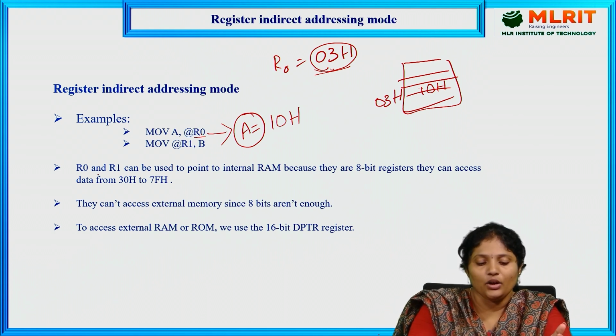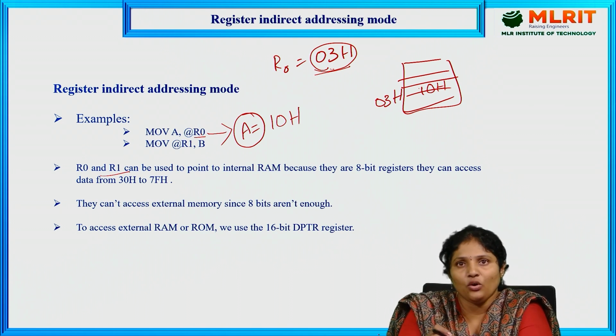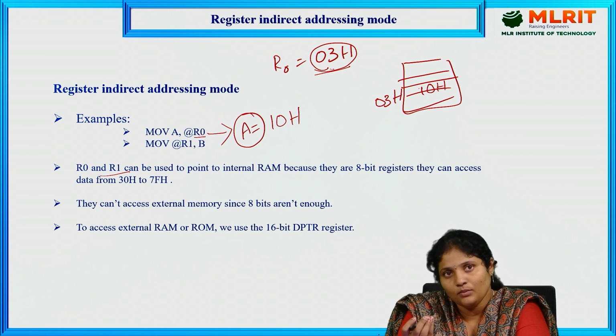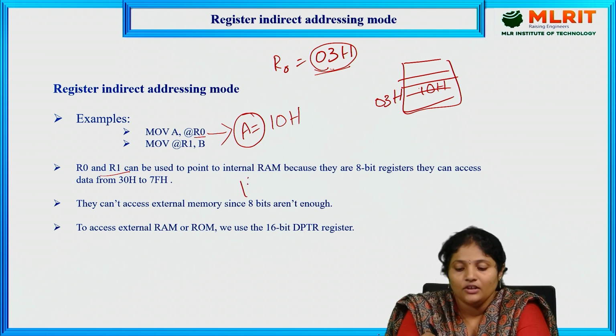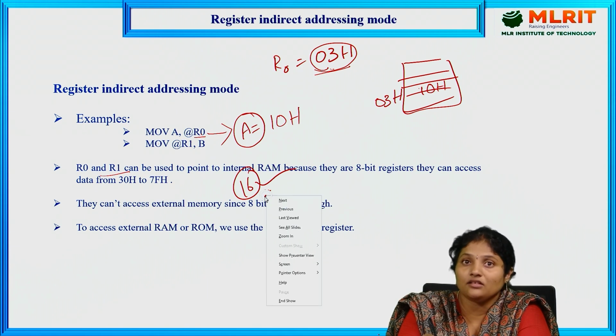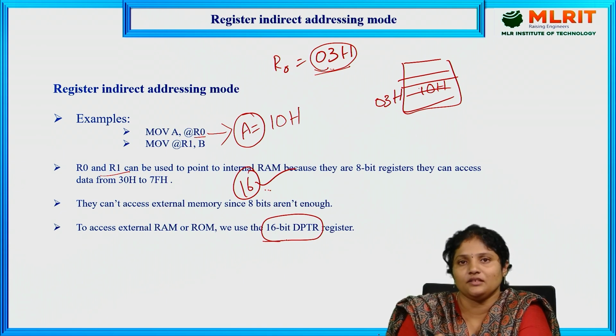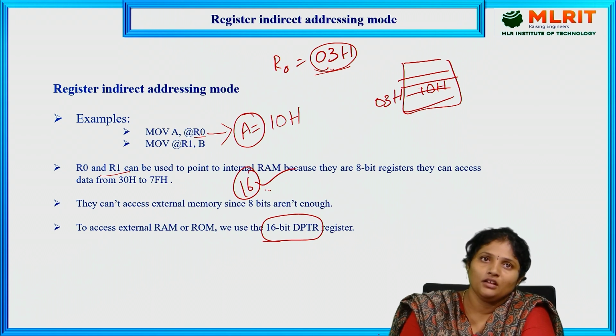In this case, R0 and R1 can be used as pointers to the internal RAM, because R0 and R1 are 8-bit registers. So only internal memory can be accessed using these registers. If we want to access the external memory of the 8051, we need 16 bits. So in this application, to access the external memory, we will be using the DPTR, because DPTR is a 16-bit register. So we will be using DPTR to access the external memory location.